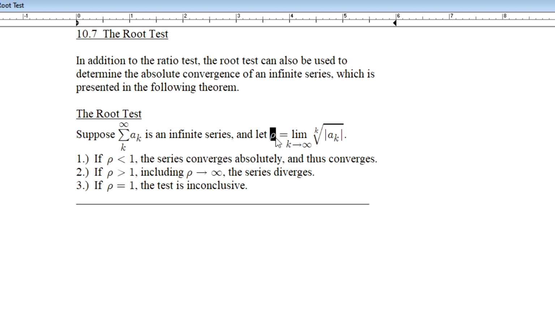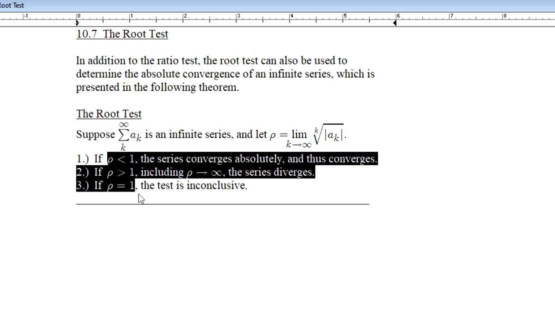What would we say this is? This is our test value, right? This number rho, or this variable rho, is now going to equal this limit as k heads to infinity of the kth root of the absolute value of a sub k, right? That is going to be the test number used in what we call the root test. And depending on this value of rho, we will see different results, right? One of three different results, all summarized down below here. Very similar to the results that we saw in the ratio test.